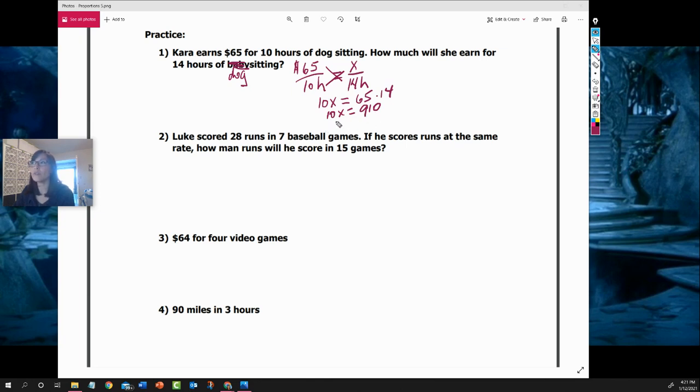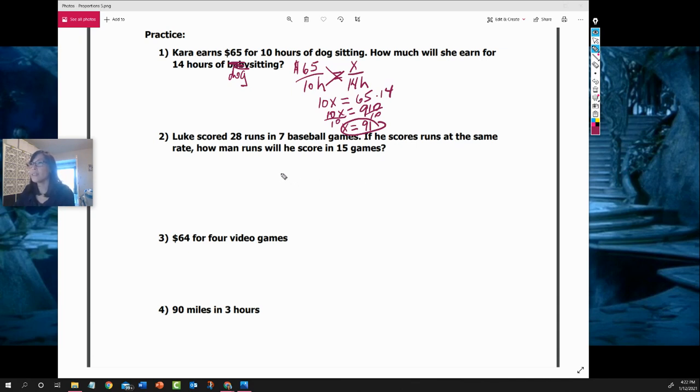All I have to do is get x all by itself by doing the opposite operation. What is the opposite of times 10? Divide by 10. So I'm going to divide by 10 on both sides of my equation, and that leaves x equal to $91. So Kara would earn $91 for 14 hours of dog sitting.